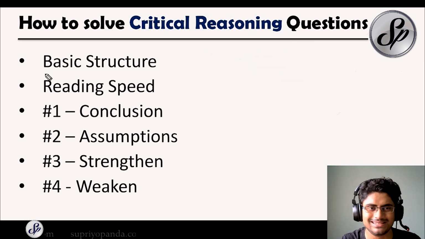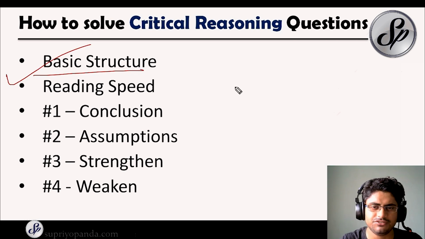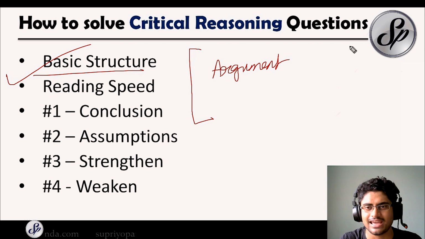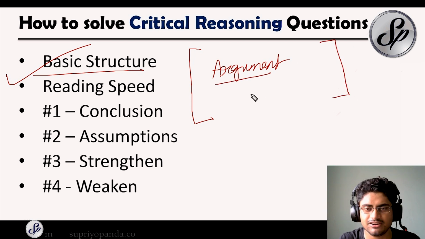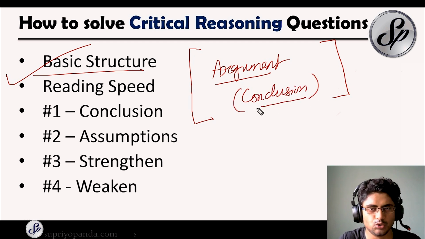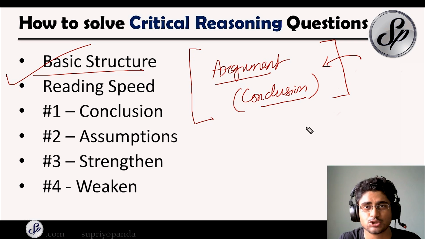Now coming to the basic structure. What is the basic structure of a critical reasoning question? The first thing given to you is the argument. This argument can be a paragraph or a number of lines, and within that argument itself there will be a conclusion. There is also some evidence in the same paragraph given towards that conclusion, so that you can understand how that conclusion is actually becoming true. That is what is given to you.